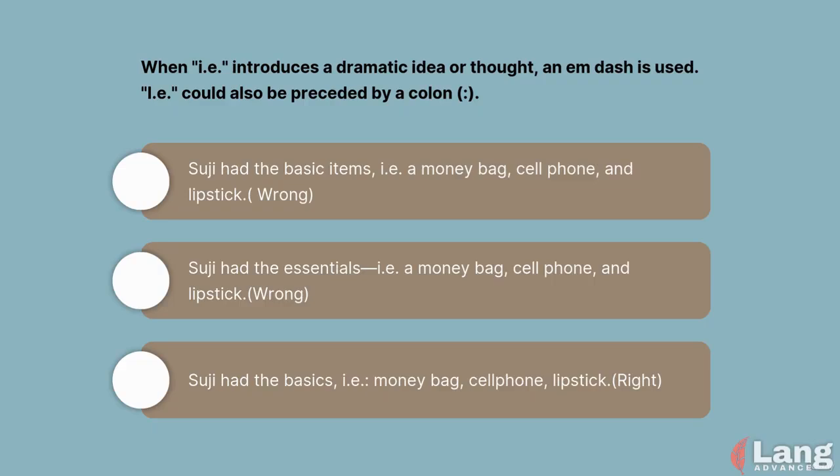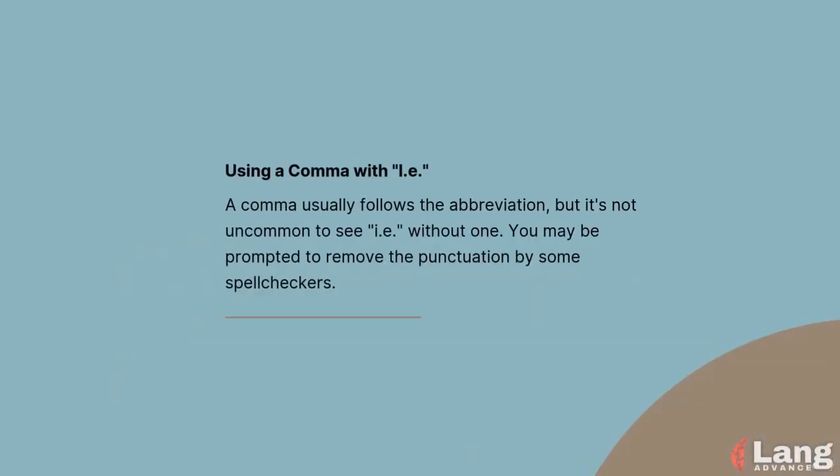Suji had the basic items, at least a money bag, cell phone, or lipstick. It's wrong. Suji had the essentials, id est, a money bag, cell phone, and lipstick. It's also wrong. Suji had the basics, id est, money bag, cell phone, lipstick. This one is right.